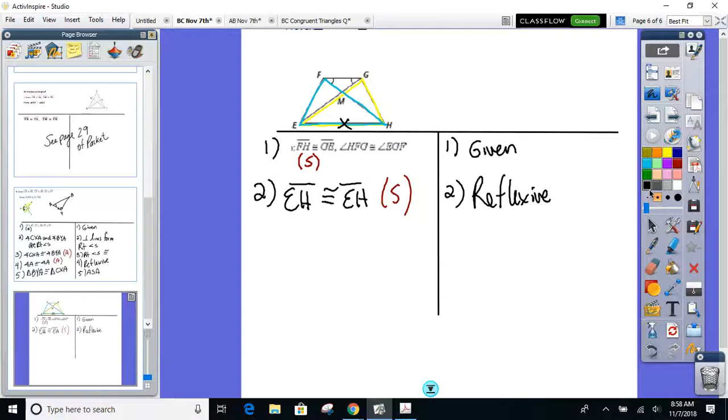Side, side, side, which would mean I need to try to get FE and GH congruent if possible. And what's my other option? Side, angle, side. Which would mean which angle now? These 2 down here, basically, right? That's all you have right now. Don't look anywhere else, because we've narrowed it down to side, side, side, and side, angle, side. So it's either going to be GH and FE or these 2 angles down here. And remember, we have not used that given at all to our advantage.